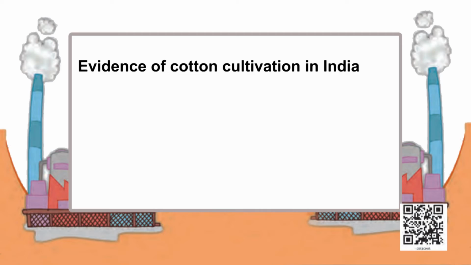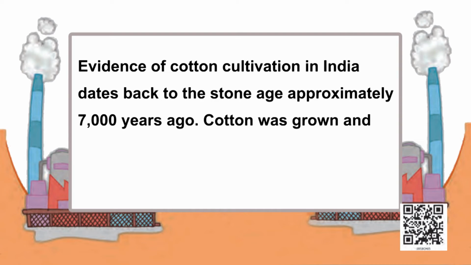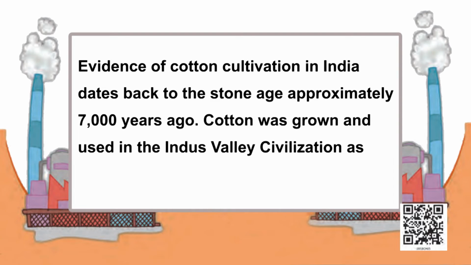Dear students, that brings us to the end of this chapter. Let us recall what we have studied in today's lesson. Evidence of cotton cultivation in India dates back to the Stone Age, approximately 7,000 years ago. Cotton was grown and used in the Indus Valley civilization as well.